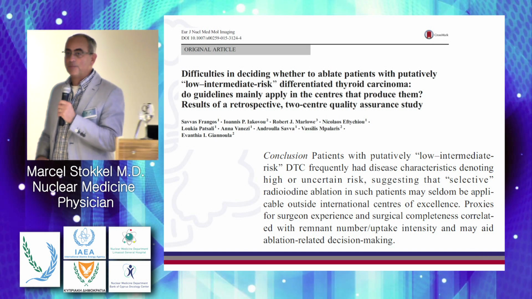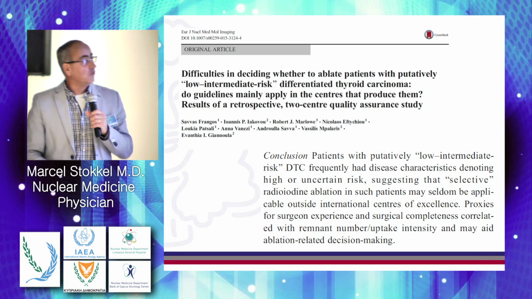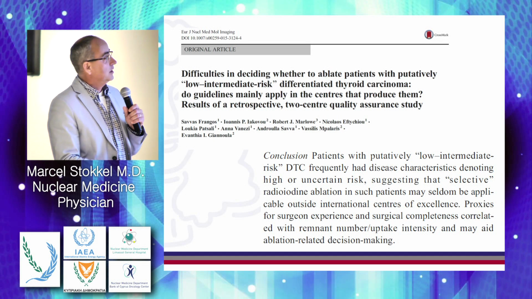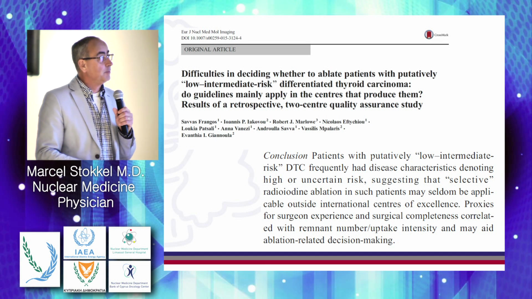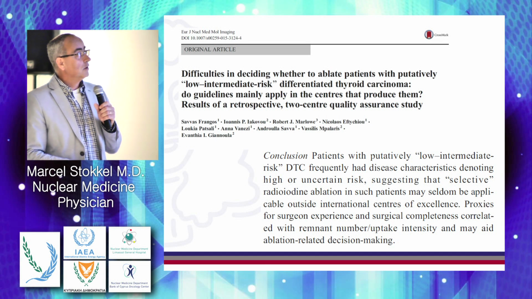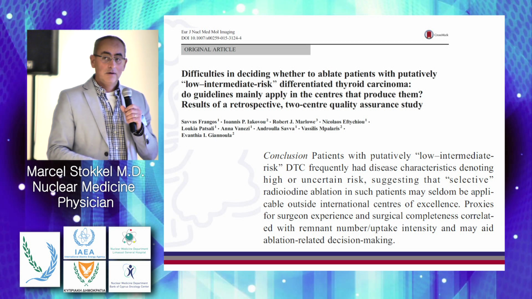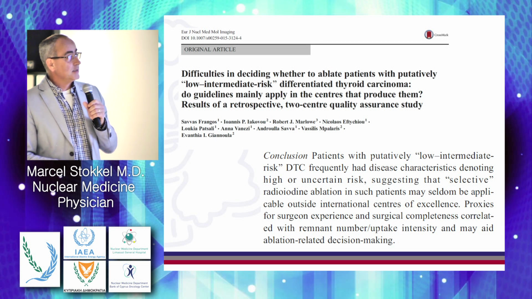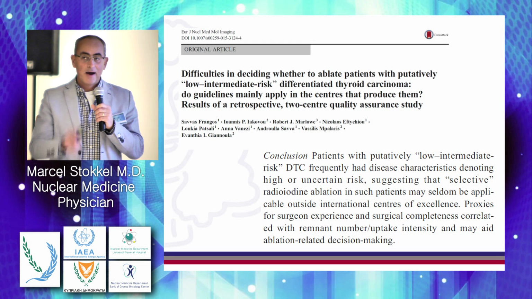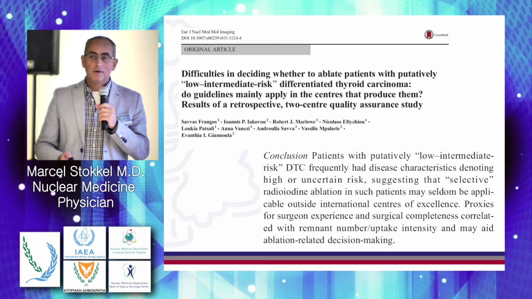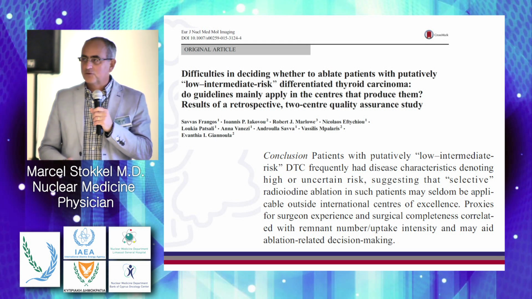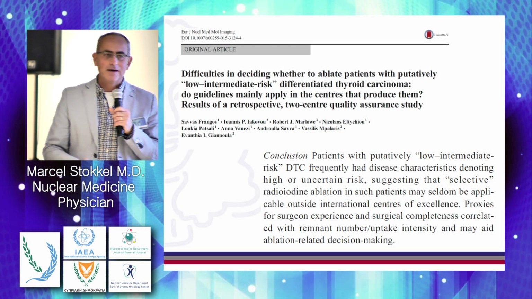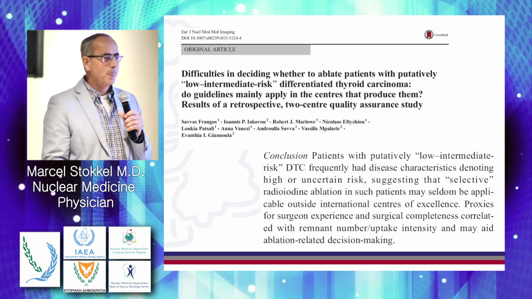clinical practice. And this was sent to me a couple of weeks ago by Savas. Difficulties in deciding whether to ablate patients with low or intermediate risk differentiated thyroid cancer. Do guidelines mainly apply in the centers that produce them? I agree with you. It's very, very difficult to apply the standard guidelines in clinical practice.